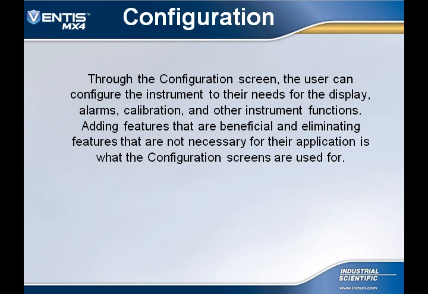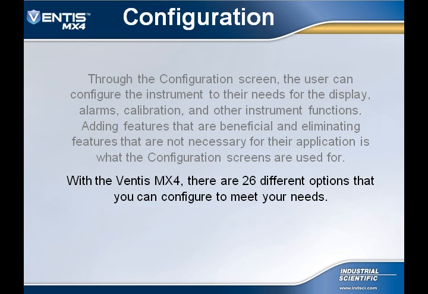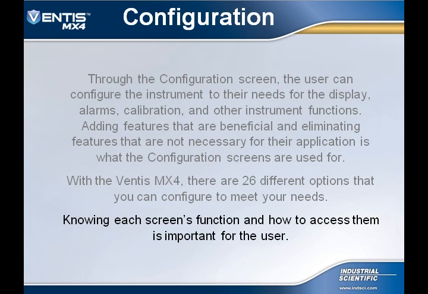Through the configuration screen, the user can configure the instrument to their needs, including the display, alarms, calibration, and other instrument functions. Adding these features that are beneficial to their mission is the function of the configuration screens. The Ventis MX4 has 26 different options that allow customization of your instrument settings. Knowing the function of each screen and how to access the different options is very important for the user.